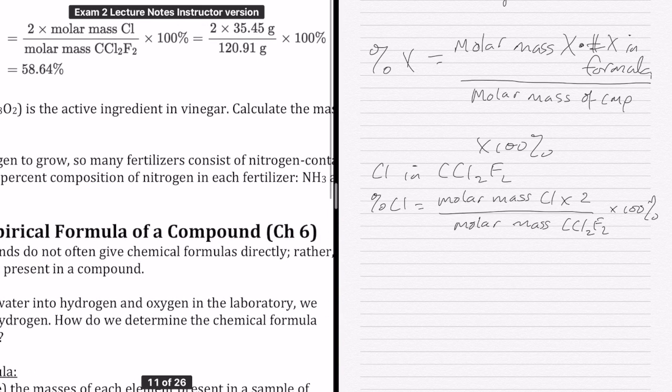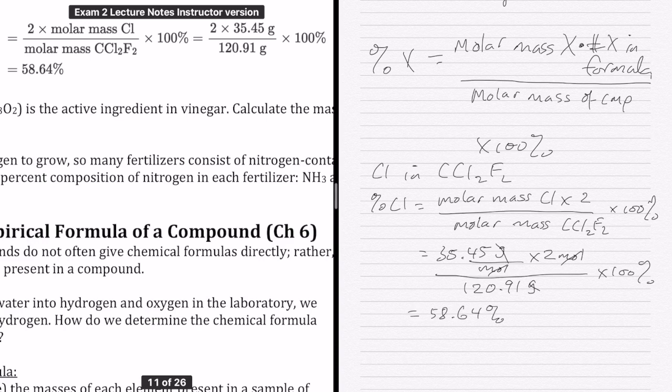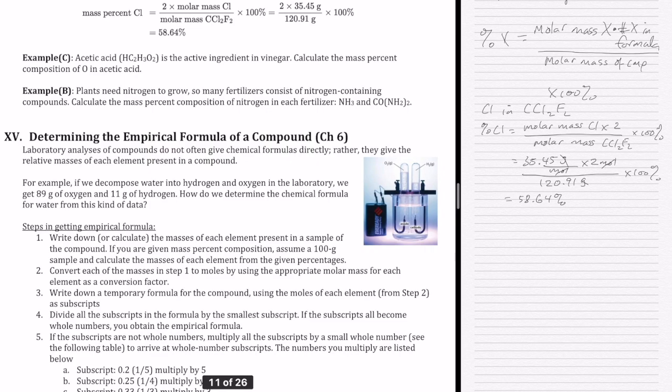If I look up the periodic table, I find that the molar mass of chlorine is 35.45 grams per mole. As I said earlier, the 2 is really 2 moles because there are 2 moles of chlorine in that formula. And then over the molar mass of the compound. Well, the mass in 1 mole is 120.91 grams. The moles cancel out, the grams cancel out, times 100%. That gives you 58.64%.